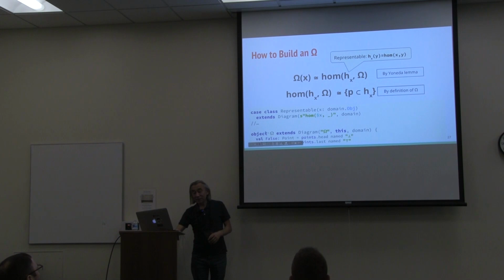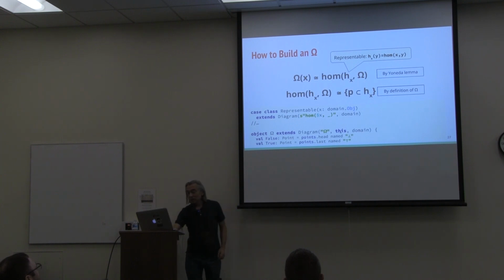We build this object inside the topos. This is a special kind of diagram called omega, and this means that we build it on a specific topos. The domain is the category on which it's being built. I'm not providing all the code here, but to build an omega, we need representables.